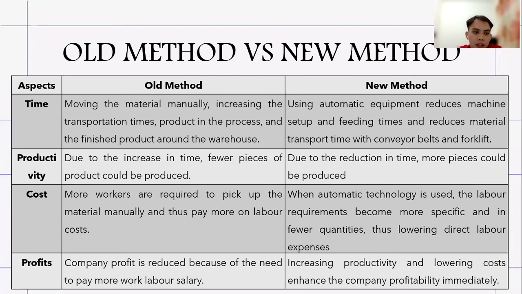For the old method, profit: company profit is reduced because of the need to pay more labor salary. And for the new method, productivity is increased and costs are lowered.